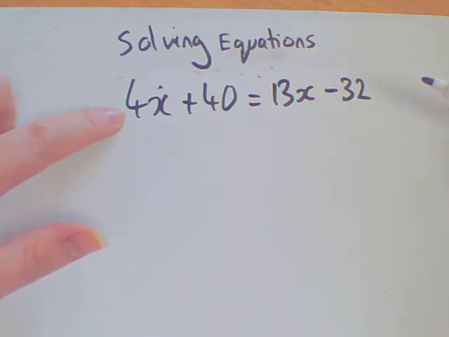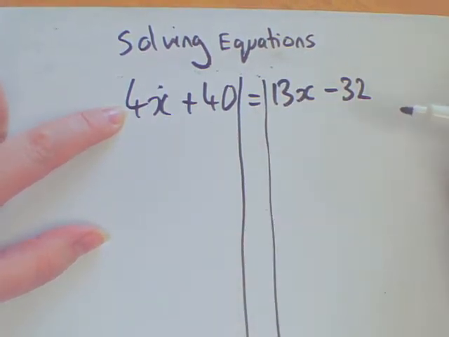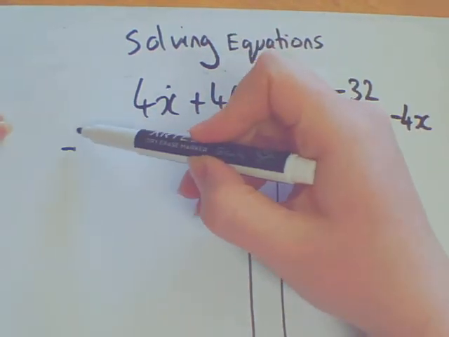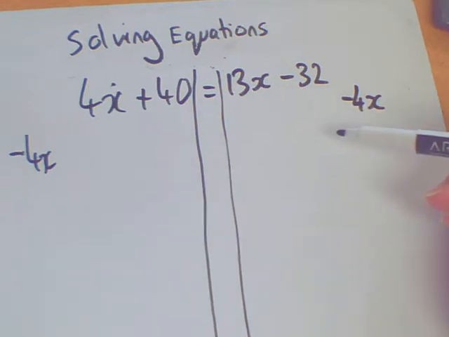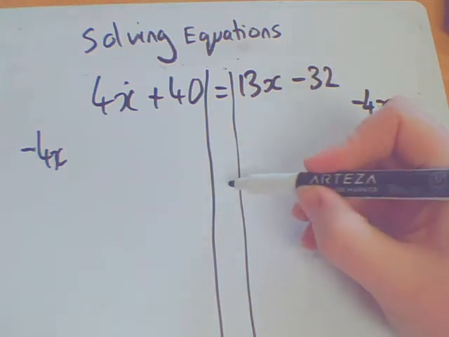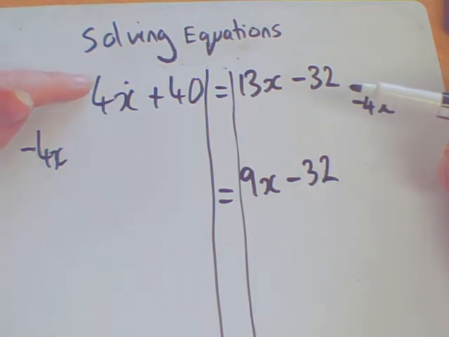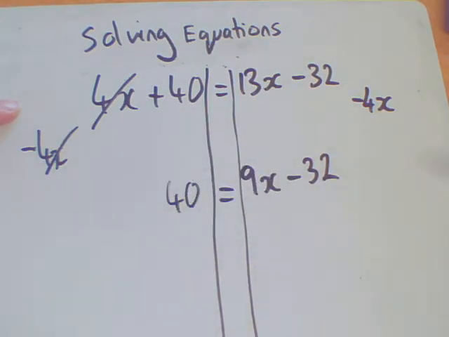Because this is positive 4x, I'm going to do like we did in the other video. I'm going to subtract 4x from both sides of the equation, because my ultimate goal is to make sure that all my x's are only on one side of this equation. 13x take away 4x leaves me with 9x, and the subtract 32 doesn't get touched. On this side, positive 4x take 4x, they cancel out, and I get left with 40.